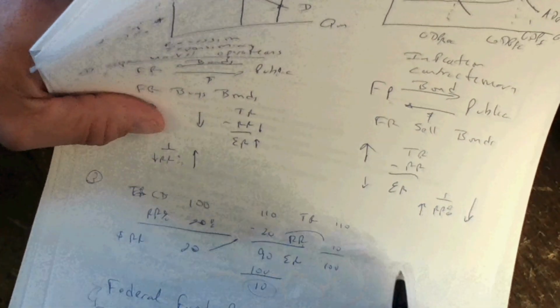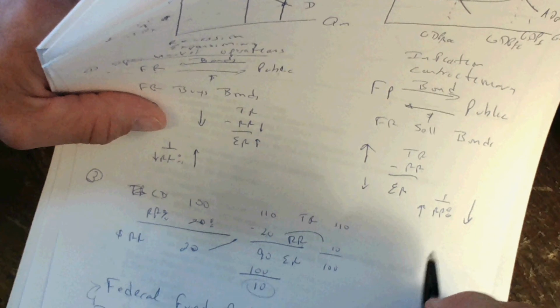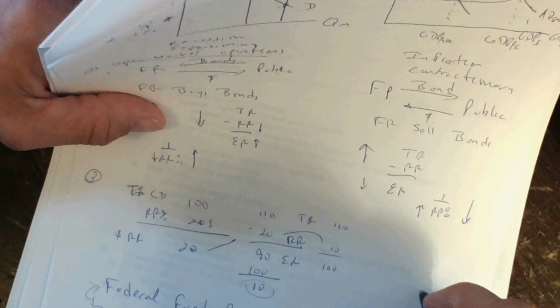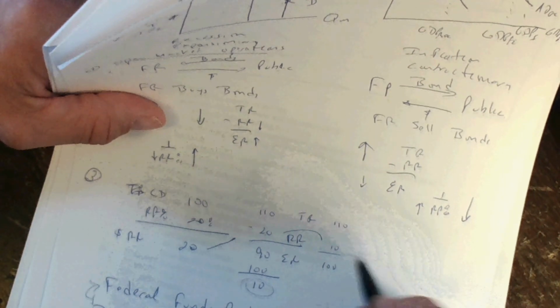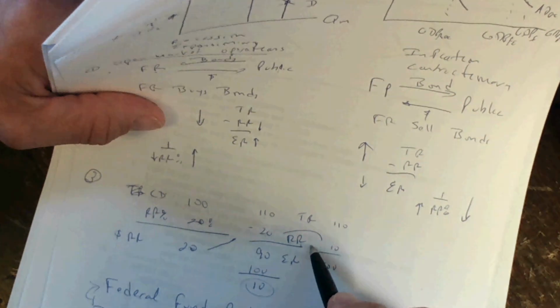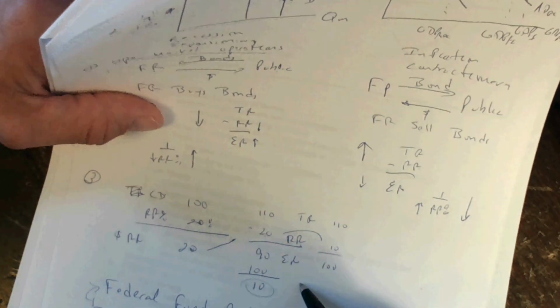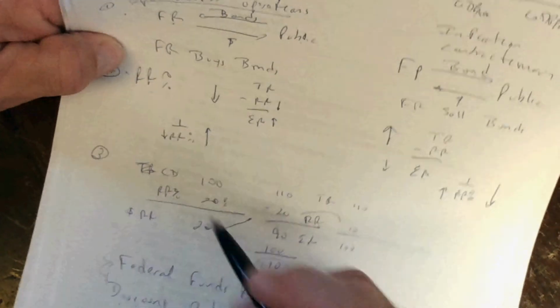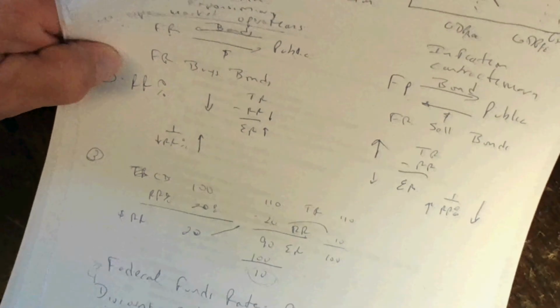Finally, there's a discount rate. And by increasing the discount rate, the penalty for getting caught short on your required reserves is greater, so banks are less likely to overextend themselves. Those are the three tools of monetary policy, which we'll now use a quantitative example.